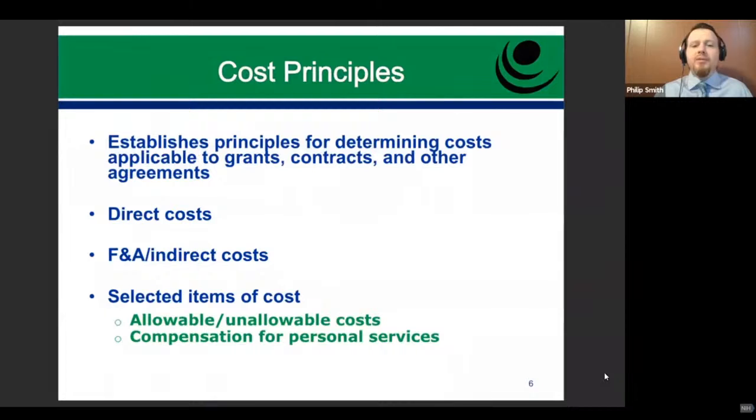So what are cost principles? Cost principles establish principles for determining cost allocability for grants, contracts, and other agreements. Cost principles define direct cost and indirect cost, otherwise known as F&A. In the cost principles, you'll find a list of allowable and unallowable costs.